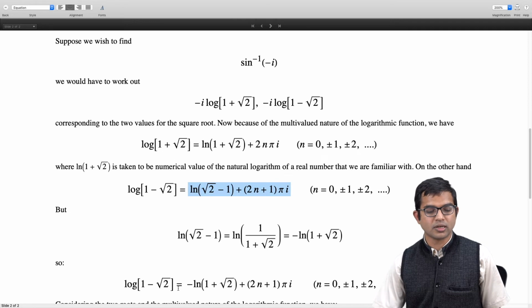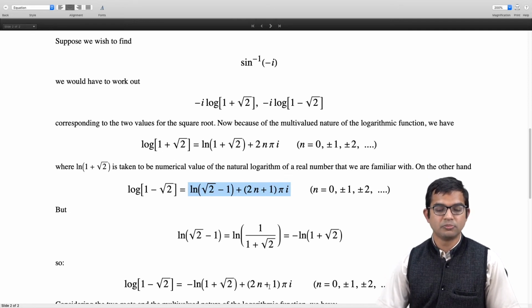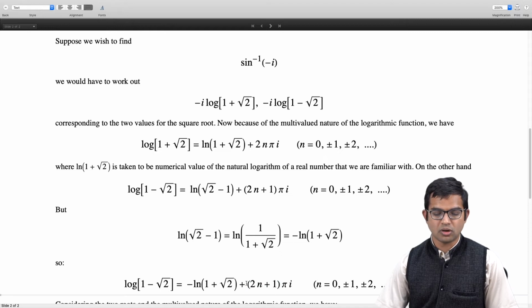So log of 1 minus root 2 is in fact nothing but minus log of 1 plus root 2 plus 2n plus 1 pi I, right, where n can take all integer values. So you get all these odd factors of pi I here, and you get even factors of pi I here. And so you have this same quantity here and same quantity here, except that now you have a minus sign.